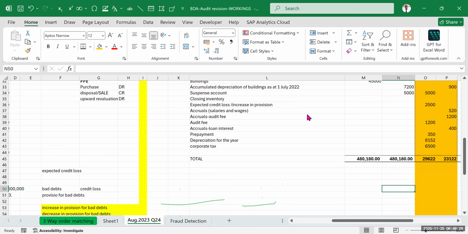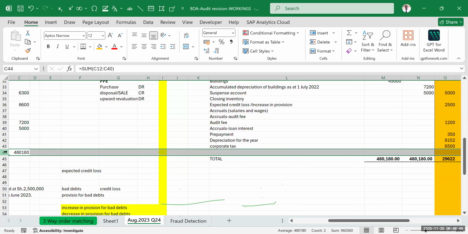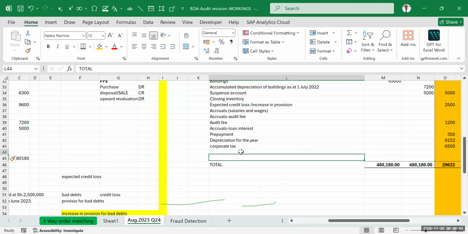Remember, tax charge for the year, you have to pay. You have to pay that tax. So if you are not told whether it was paid, then you need to always know that any expense that is not paid and is supposed to be paid is a liability.